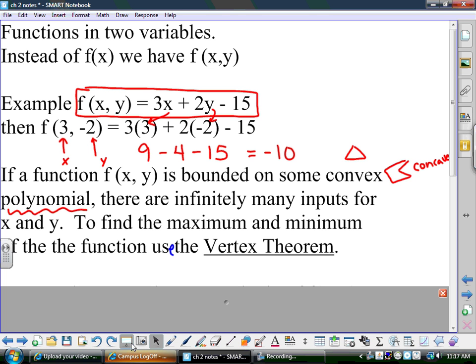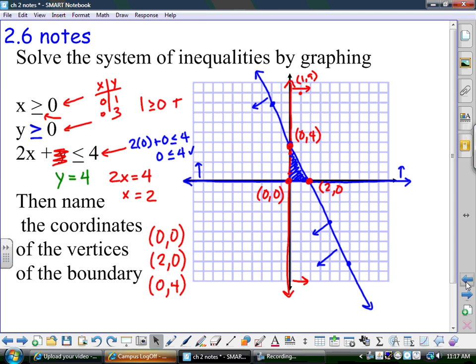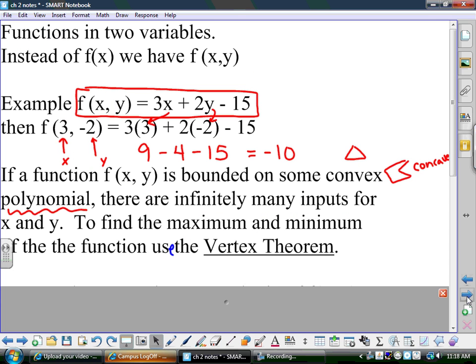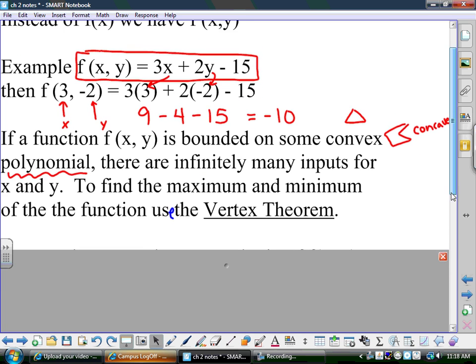What that means is if I go back to the graph that we just had, there are infinitely many x and y numbers that I could plug in. I could plug in any of the points that are in there. So it looks like (1, 1) is in. I could plug that in for x and y. (0.5, 1) is also in there. (0.5, 2) is in the set. There are infinitely many things that I could plug in, and I don't want to plug all of them in to figure out where the maximum and the minimum are. So I'm going to use the vertex theorem.